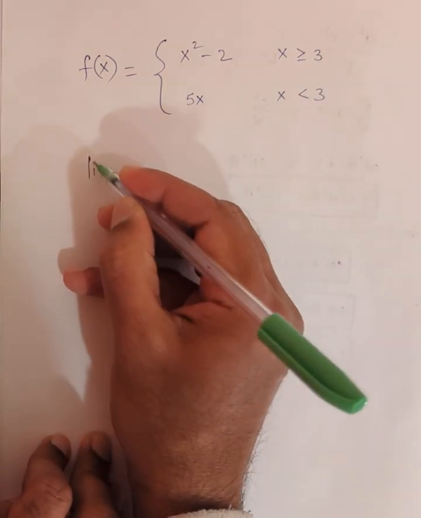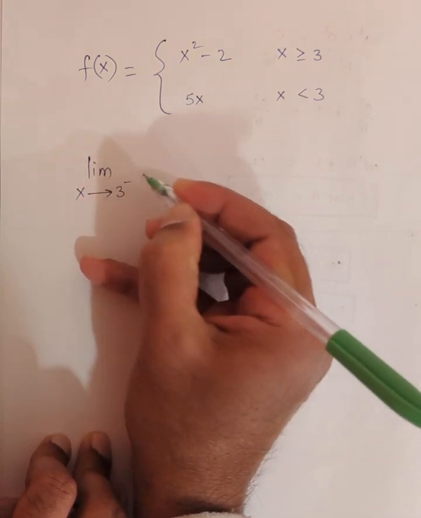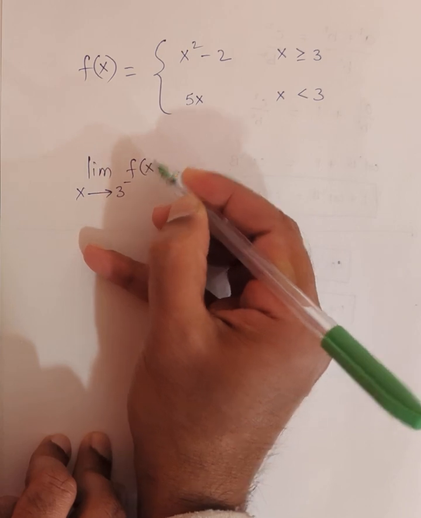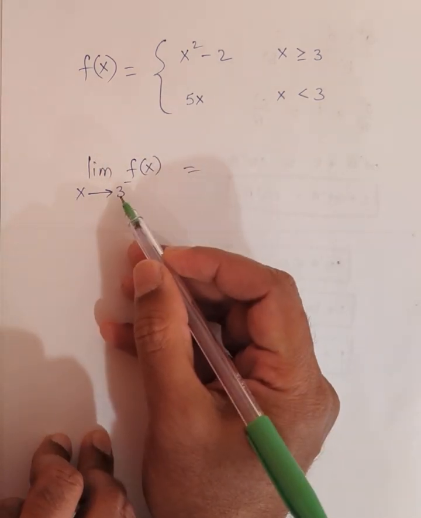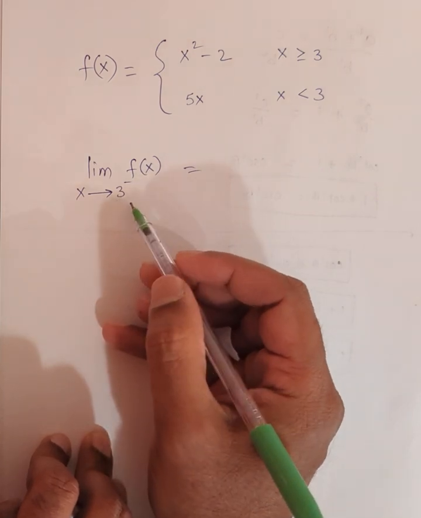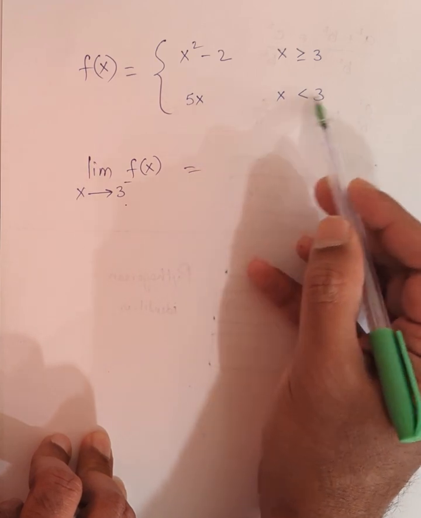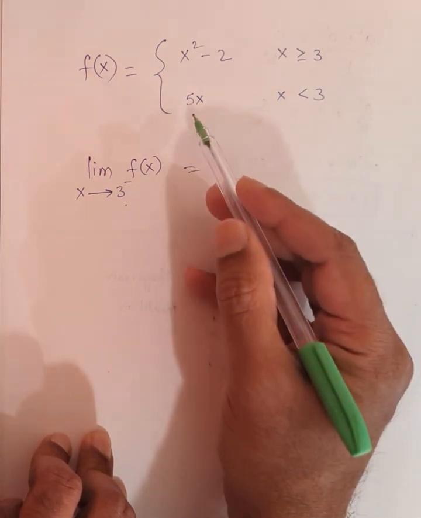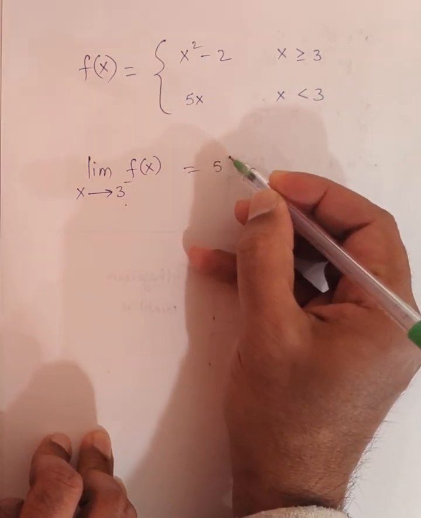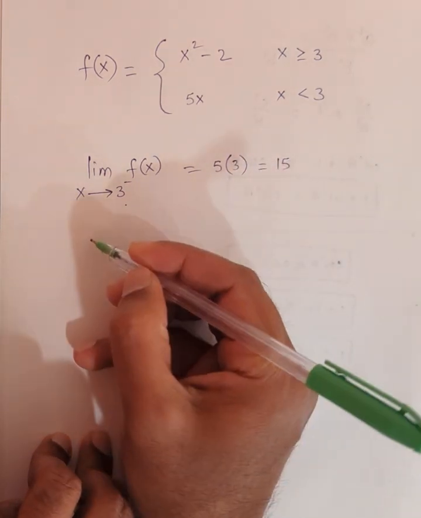Now if you want to find the limit as x approaches 3 from the left of f of x, then from the left means x is always less than 3, because you're approaching from the left. So you're in this part of the definition of the function. So you want to plug x equal to 3 there, and notice that this is 15.